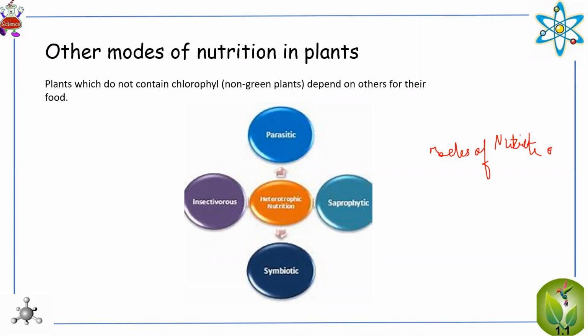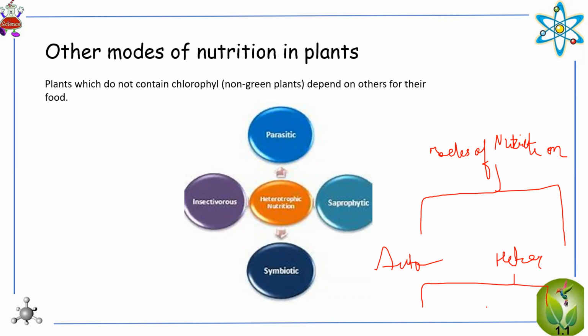They are divided into two parts: autotrophic nutrition and heterotrophic nutrition. This heterotrophic nutrition is again divided into four parts: parasitic nutrition, parasitic mode of nutrition of heterotrophic plants.